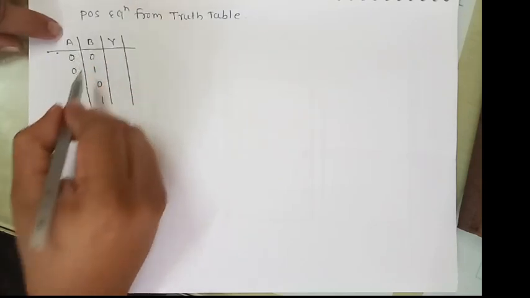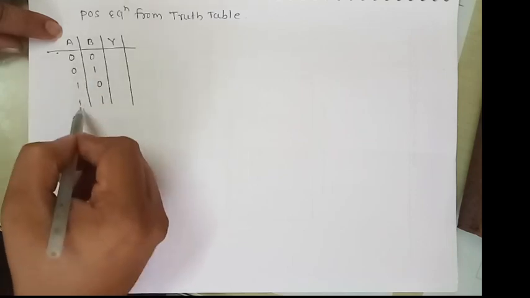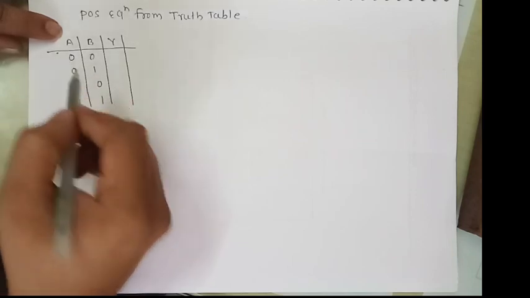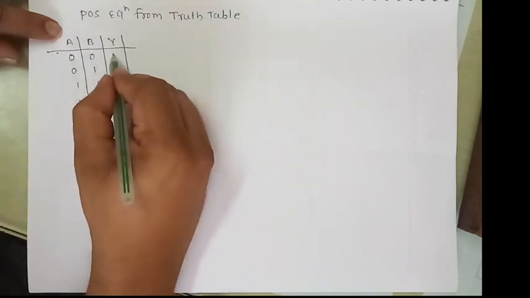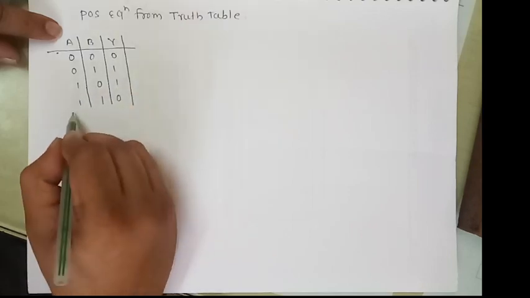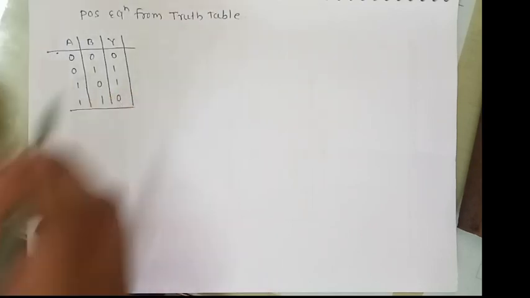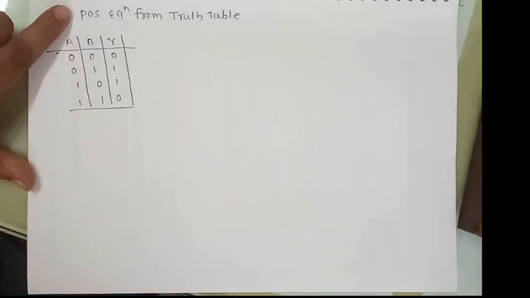So for two variables, how many possible cases are there? Total 4: 0, 1, 2, 3. Okay, I have counted from 0, so this is 1, 2, 3 and 4. Here suppose the values are 0, 1, 1 and 0. So for this given truth table we have to write the POS equation.